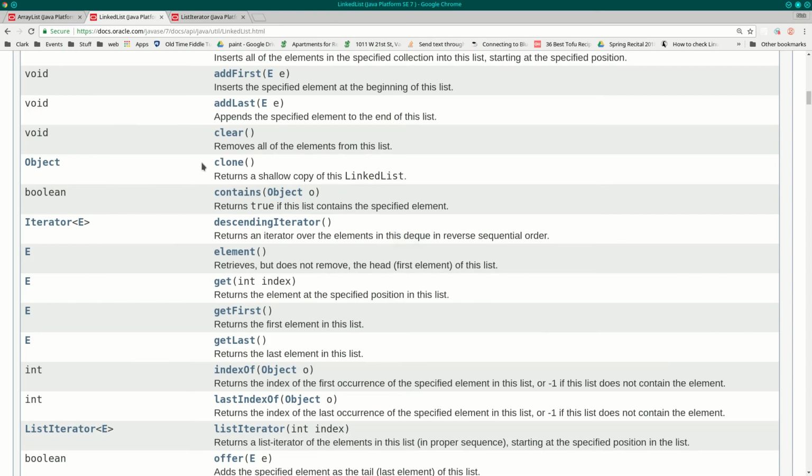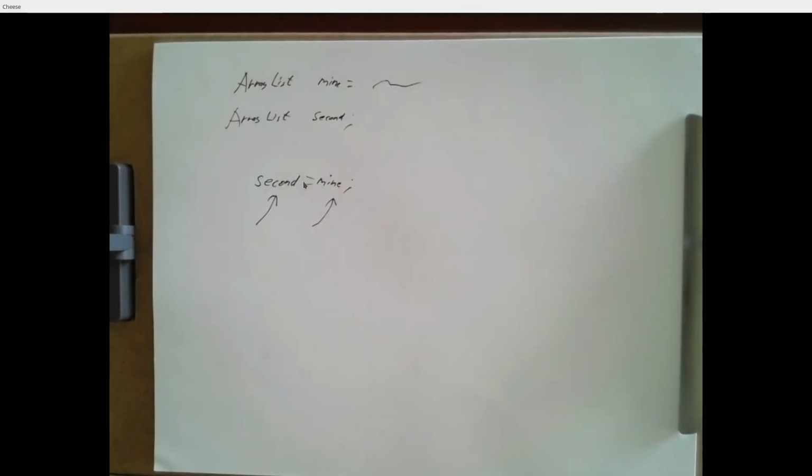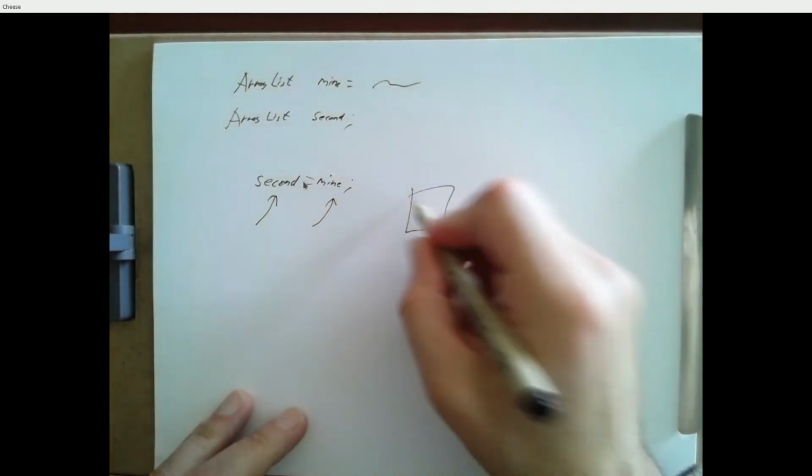So if you want to make a copy of this, there's a clone method, and you can say second equals mine.clone, and that will give you a copy, but it's what's called a shallow copy. So what's the difference between a shallow copy and a deep copy? A shallow copy will give you a new list. So you have a new collection of nodes. They have the same data in them. They point to each other in the same order and so on. But here's the difference.